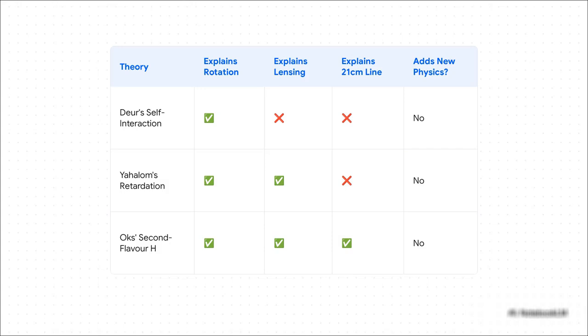So you have dozens of theories trying to explain this. How do you sort through them? You apply the Q-tracer. Let's just look at 3 theories that try to solve this without inventing new exotic particles. Dur's theory? It explains the galaxy rotation, but that's it. Yehelom's theory? A little better. It explains 2 out of the 3 anomalies.